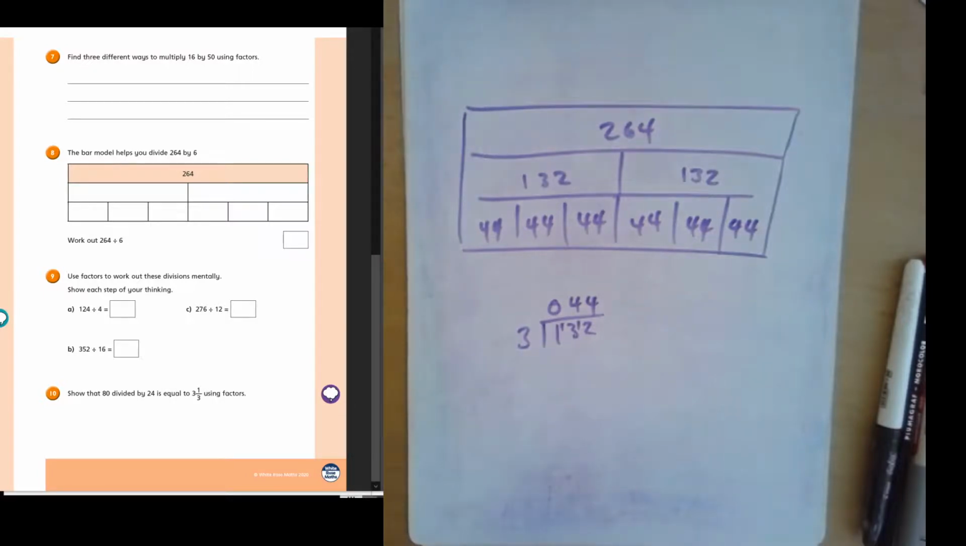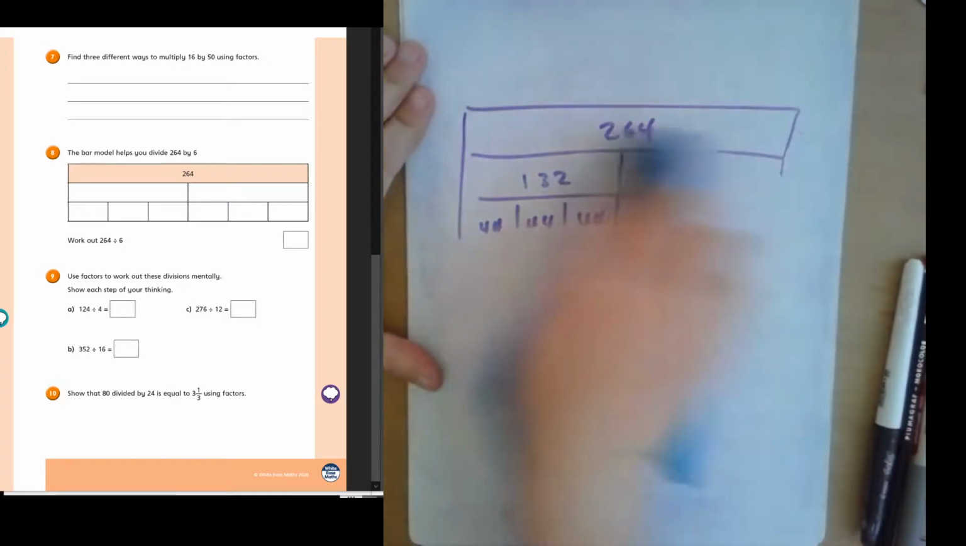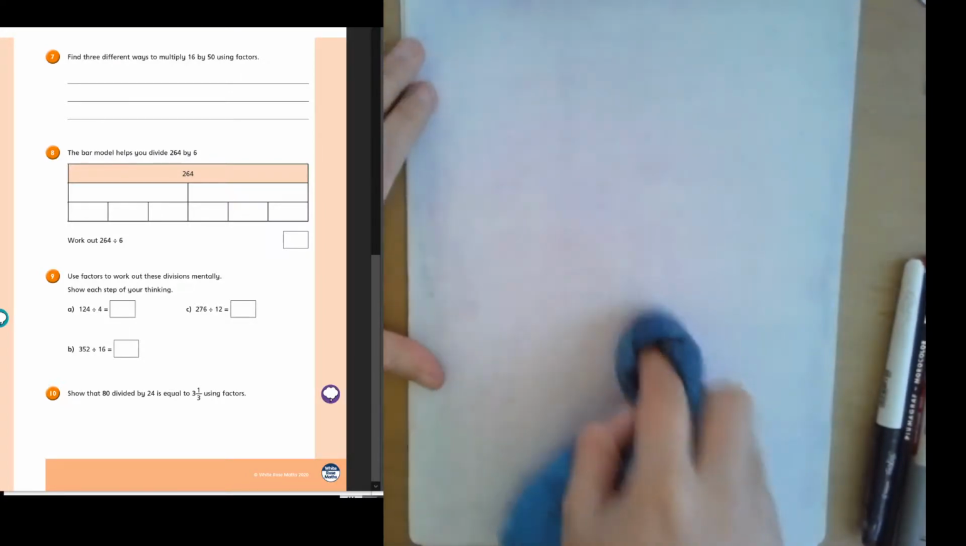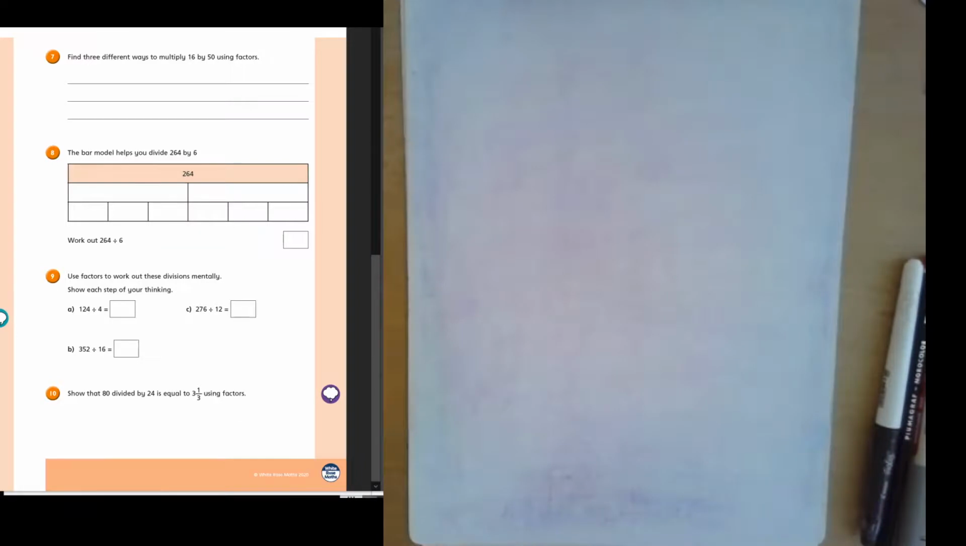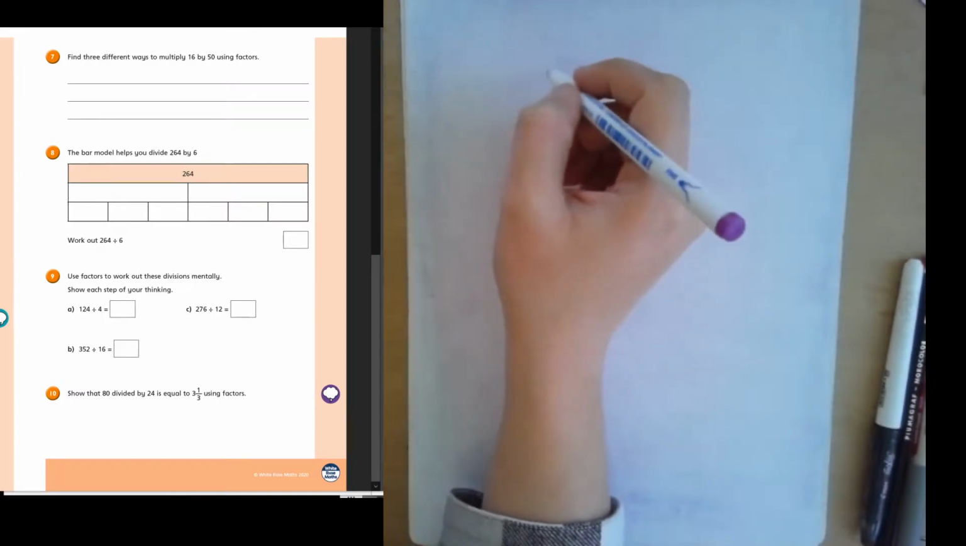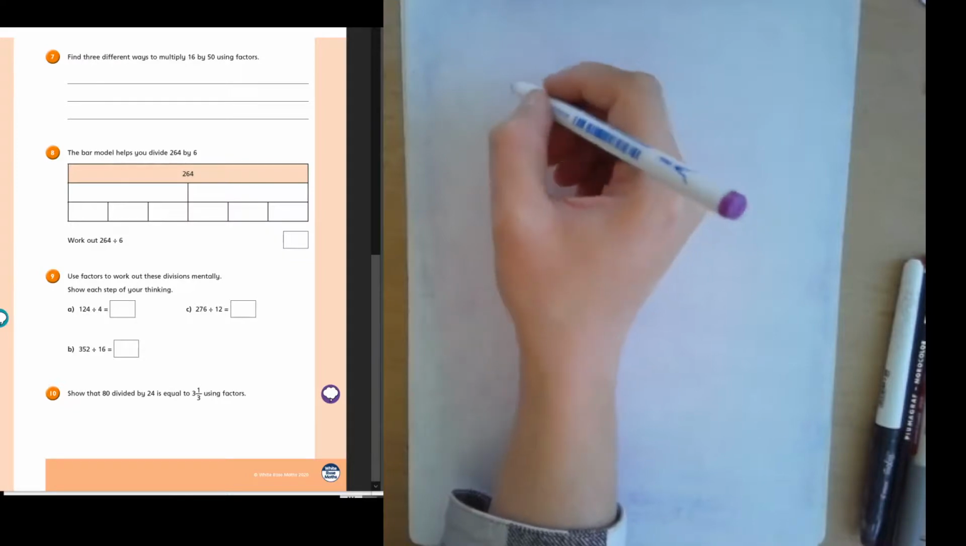Okay, and then you've got 9 and 10. Try and do 9 and 10 by yourselves, and then obviously we're going to try and finish it all. So number 9, use factors to work out these divisions mentally. Show each step of your thinking.